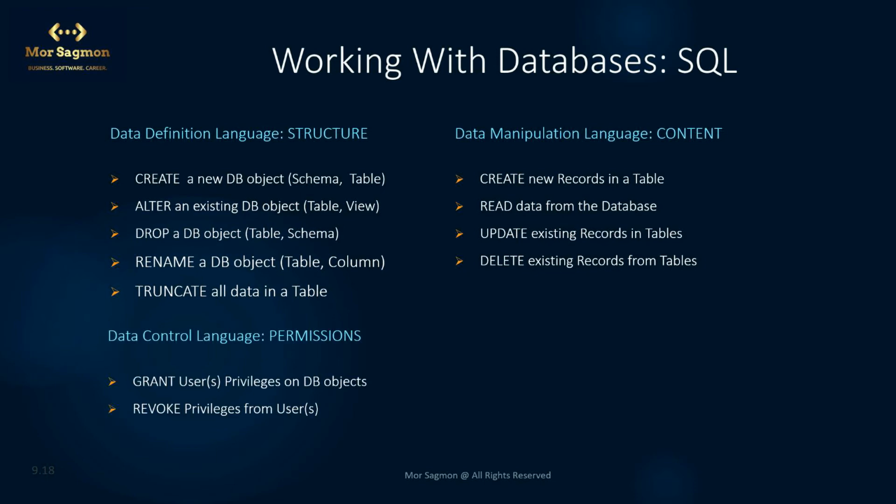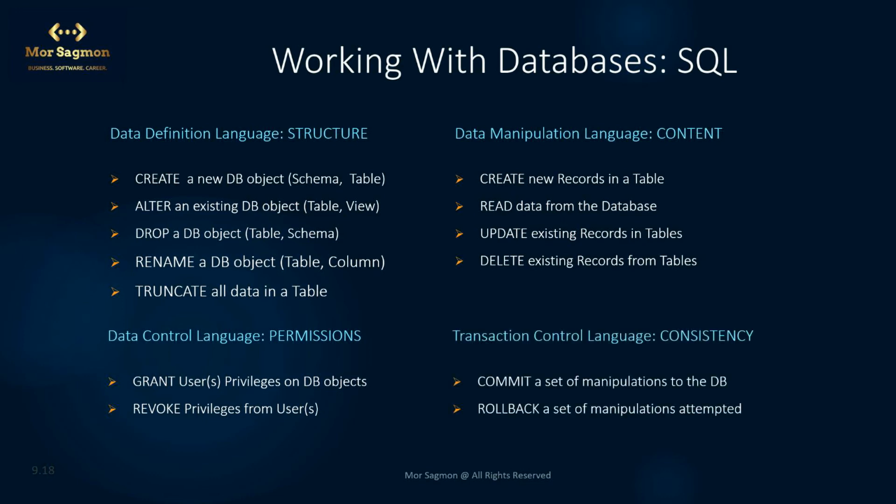Now we have two statements that help us control access to the data itself, and that is granting permissions to users, or privileges as they're called in MySQL, and revoking privileges from users. The last family of statements has to do with the consistency of the data in our tables, and that is the commit and the rollback.